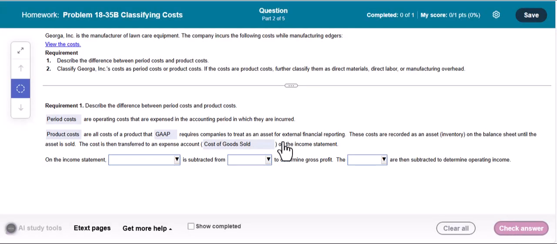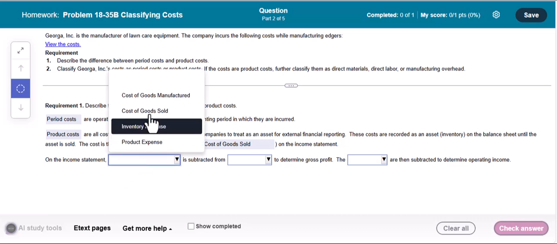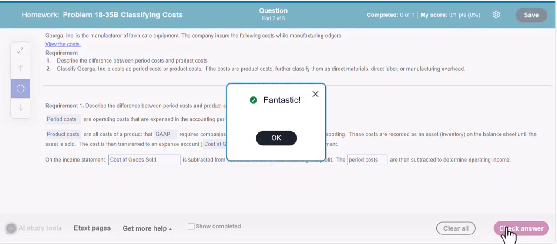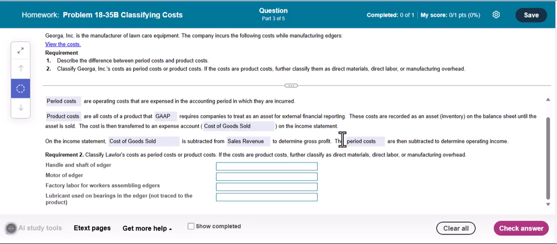Fantastic. Okay. Then on the income statement, cost of goods sold is subtracted from sales revenue to determine gross profit. The period costs are then subtracted to determine operating income. So let's go ahead and check our answer. Fantastic. Okay, now we're on to requirement 2. Classify Georgia's costs as period costs or product costs. If the costs are product costs, further classify as direct materials, direct labor, or manufacturing overhead.